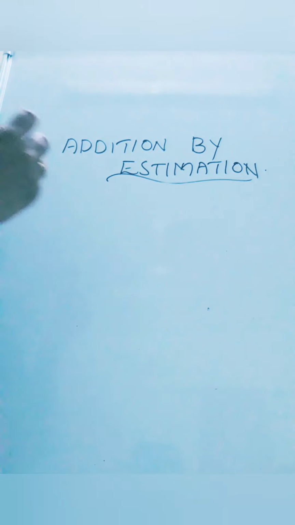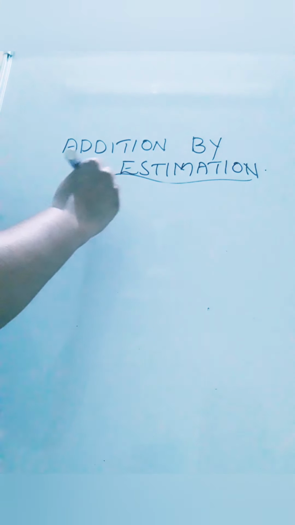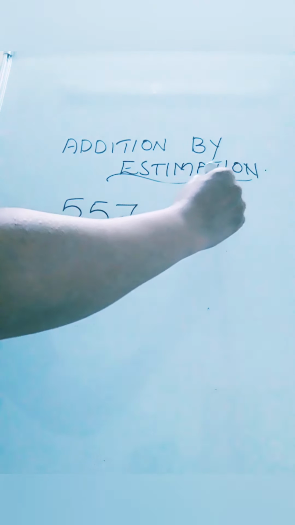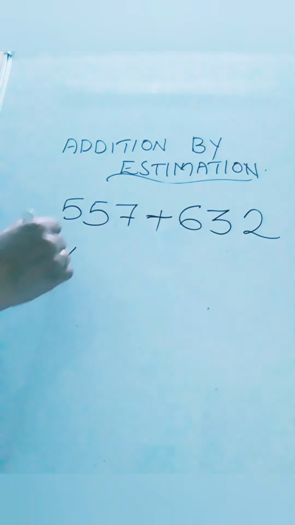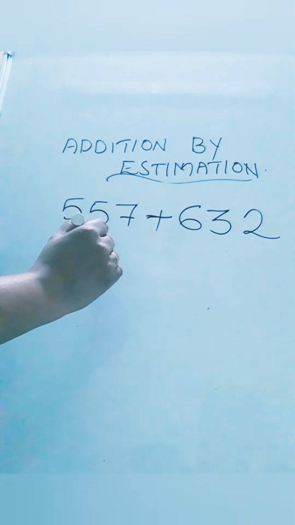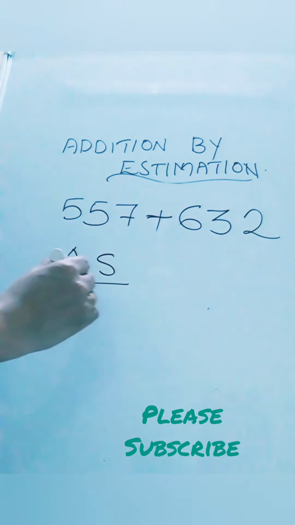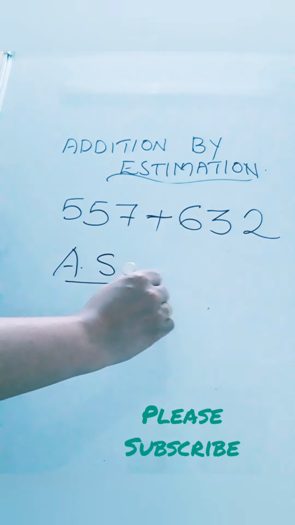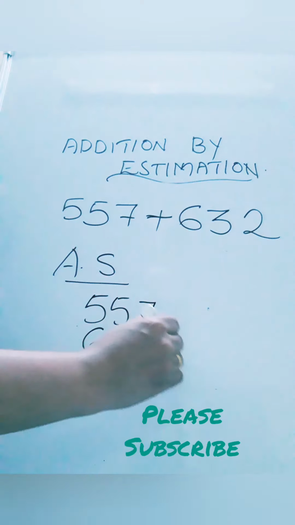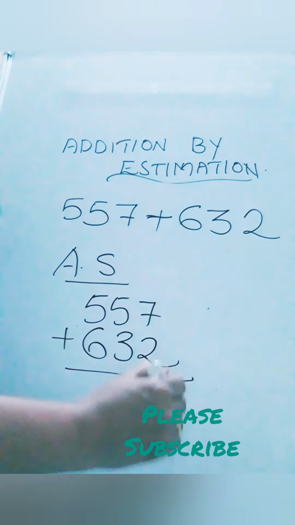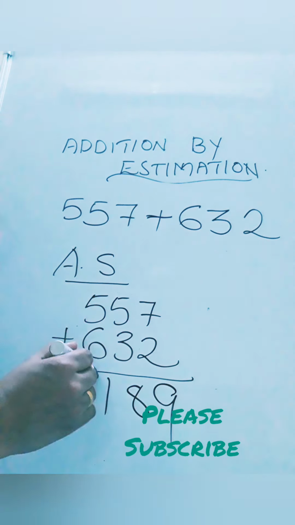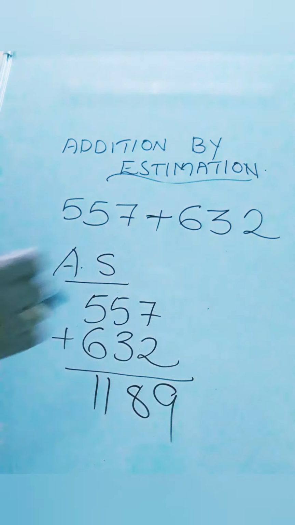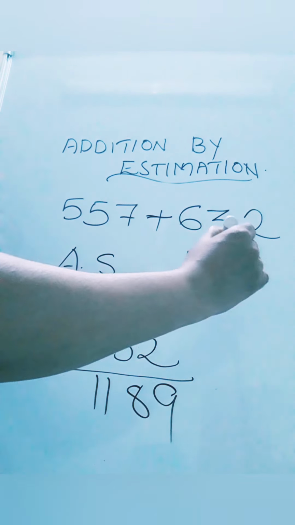Let's see another example. 557 plus 632. Let's see the actual answer, the actual sum. 557 plus 632. Then 7 plus 2 is 9. 5 plus 3 is 8. 5 plus 6 is 11. 1189. Now we will see the estimated answer.